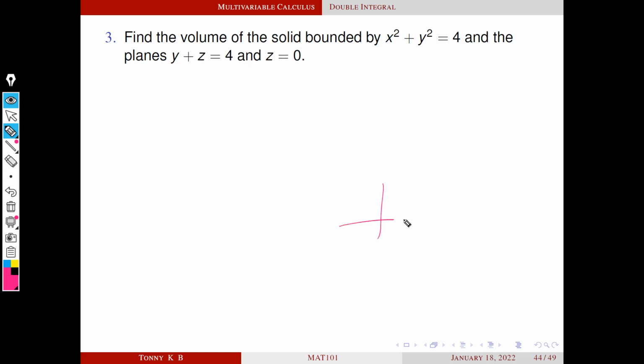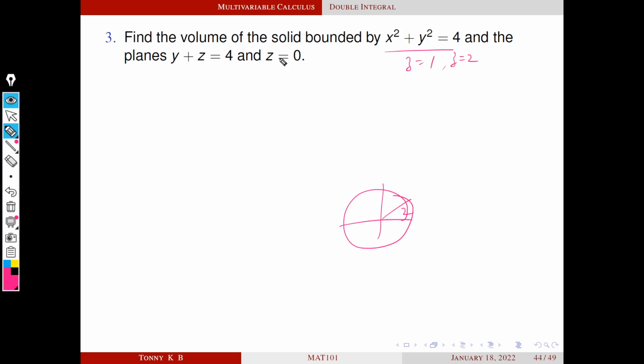We know that in 2D it's a circle with center at the origin and radius 2. But here there is no restriction for z, so z can take any value. So it is the totality of so many circles. Suppose a circle with z equal to 1, that means the circle at z equal to 1. Next we consider the same circle with z equal to 2, so the circle at the height of z equal to 2. So the totality gives a cylinder. So x square plus y square equal to 4 is a cylinder in 3D.